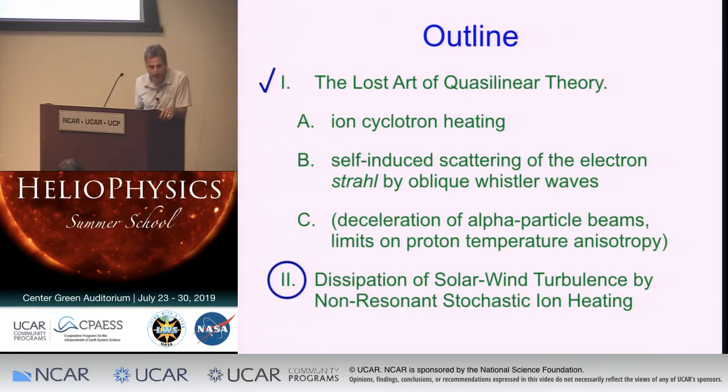There's another type of wave-particle interaction. The resonant wave-particle interactions I was just describing involve nearly monochromatic waves interacting with particles. There are other types of fluctuations in the solar wind, strongly turbulent fluctuations, which are not monochromatic. They can also interact with particles, and they can play an important role. Let me talk about one example of this, non-resonant stochastic ion heating.